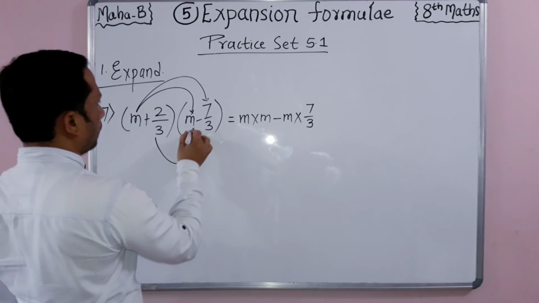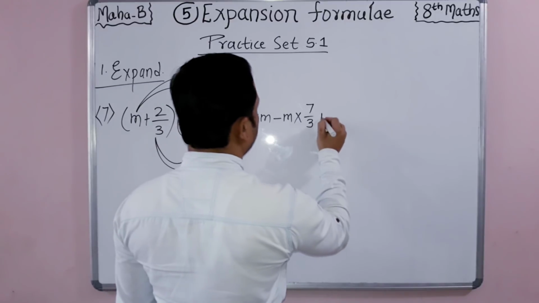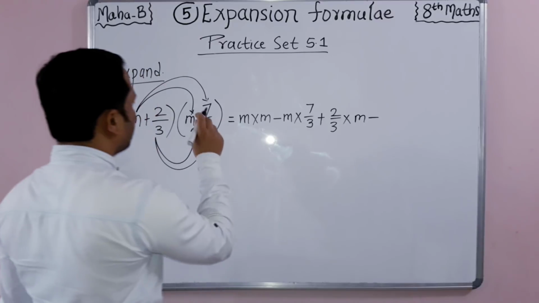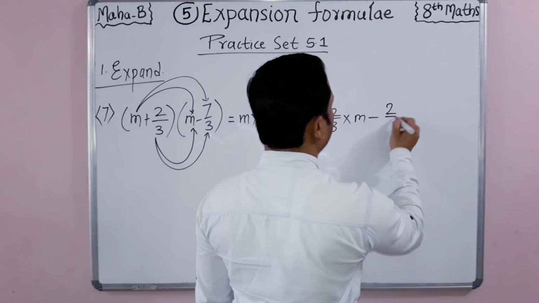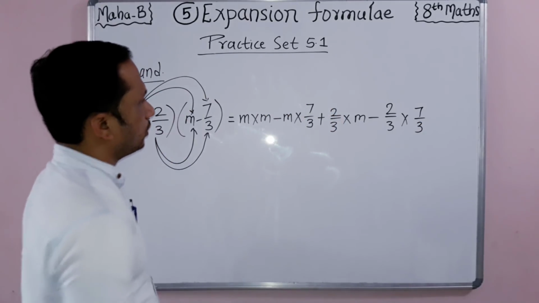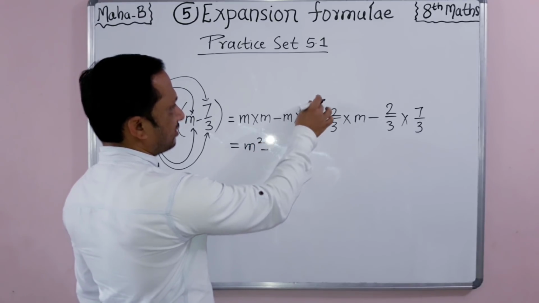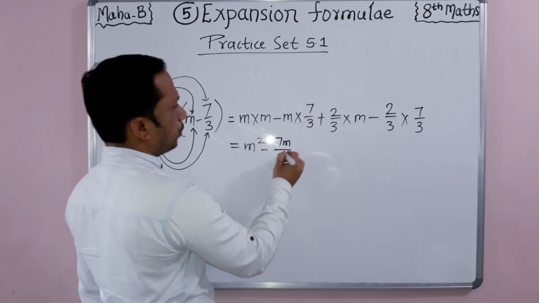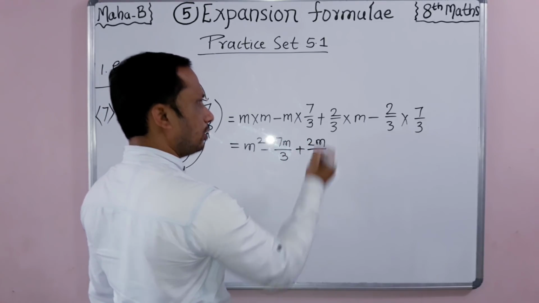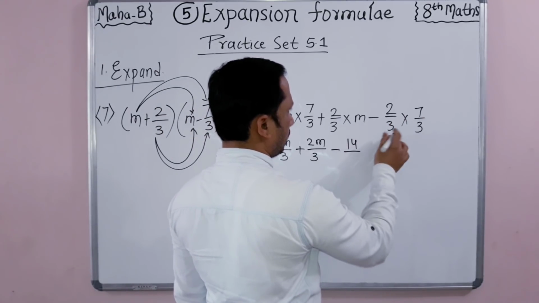Again, see students, multiply this into this and this into this. So 2 by 3, plus sign is there, 2 by 3 into m, and again minus sign is there, 2 by 3 into 7 by 3. Okay students, so now do the calculation. M into m, what will be there, student? M square minus 7m upon 3 and plus 2m upon 3 and minus 14, and 3 3s are 9.